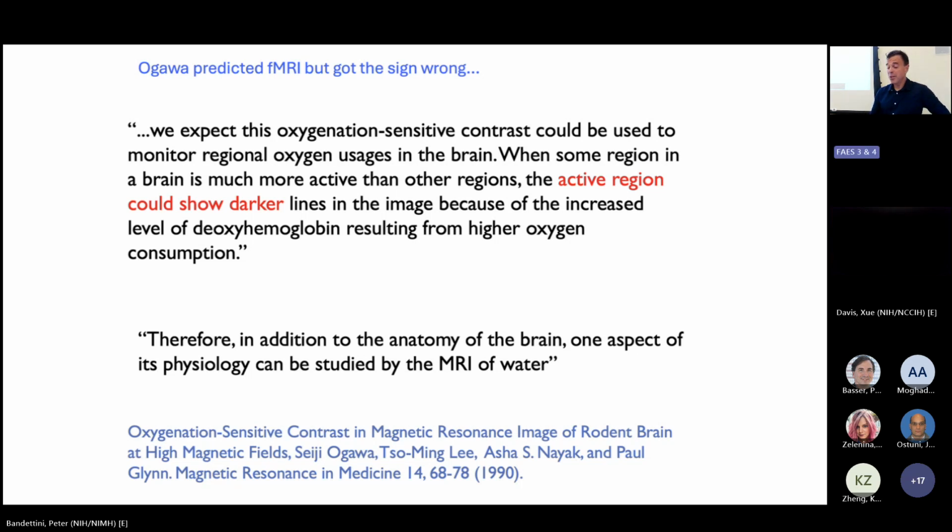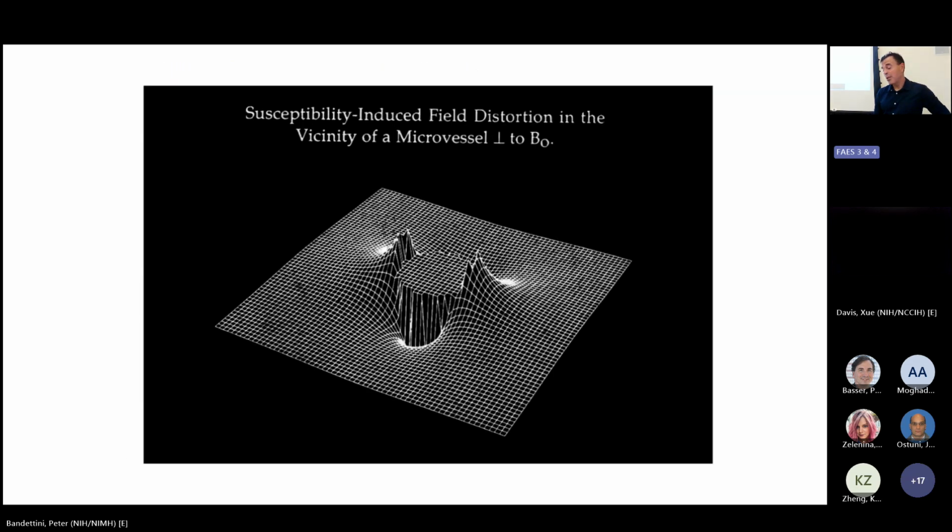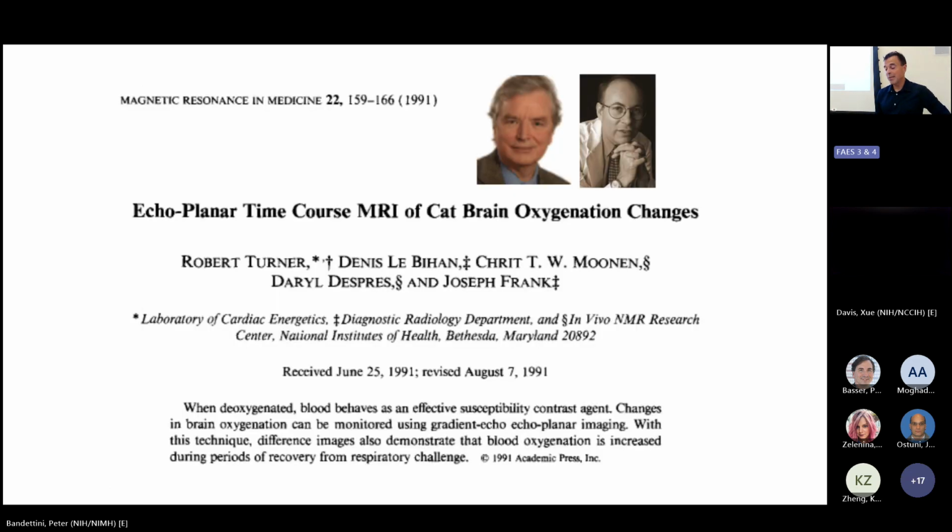So then he said, therefore, in addition to the anatomy of the brain, one aspect of physiology could be studied by the MRI of water. And this is another depiction of the field distortions around a vessel, basically what they look like. It's a dipole. It's a quadrupole right here. So anywhere where there's distortions, there's spins precessing at different frequencies that get out of phase and cancel.